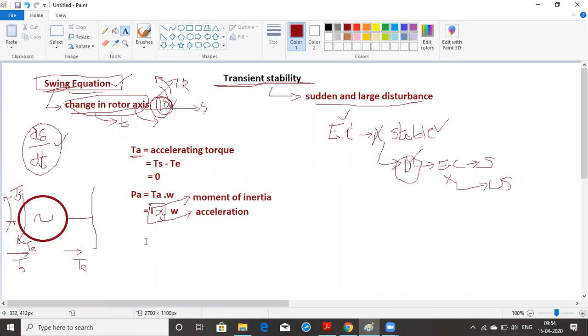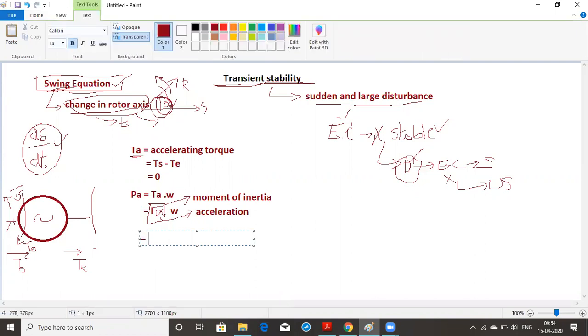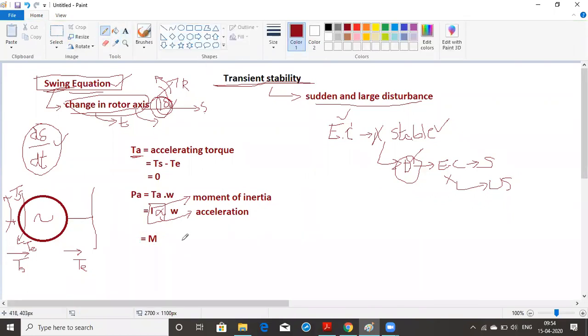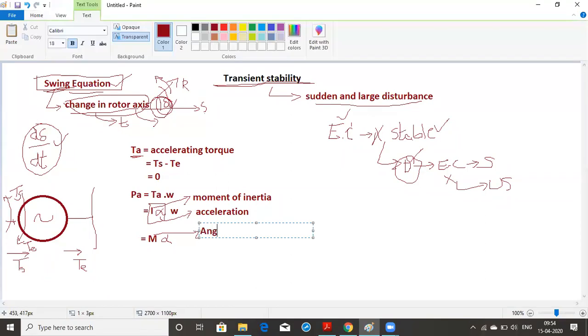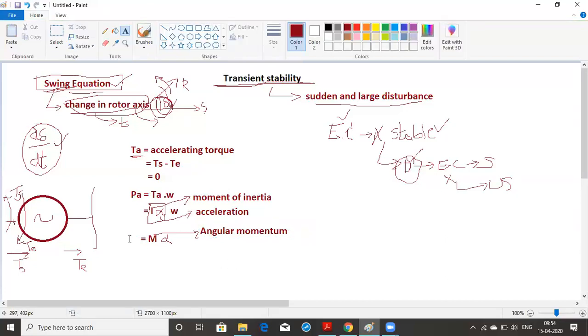But we also have another definition. We are also trying to include the angular momentum. How can I define angular momentum? M into alpha is nothing but an angular momentum. So m indicates angular momentum. What is this angular momentum? Angular momentum is equal to I into omega.